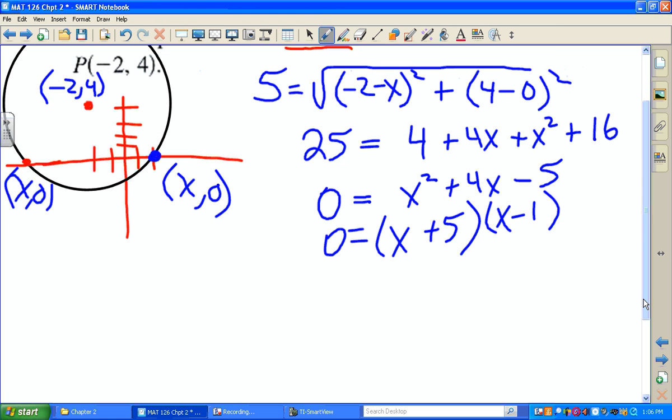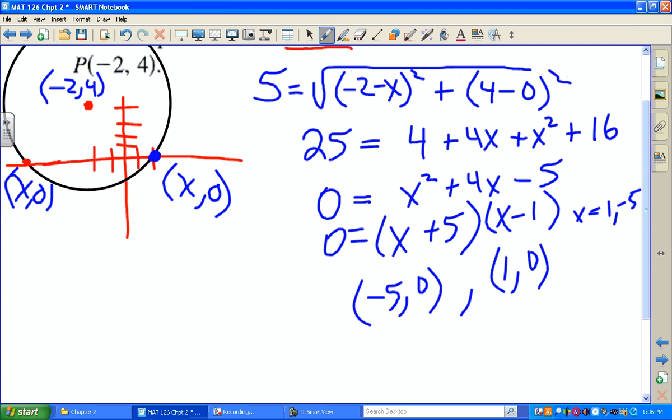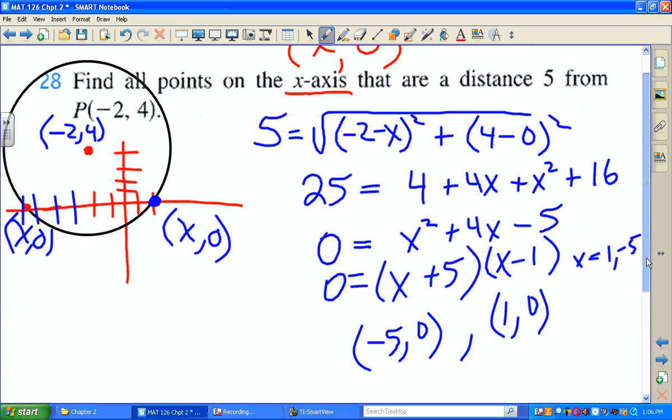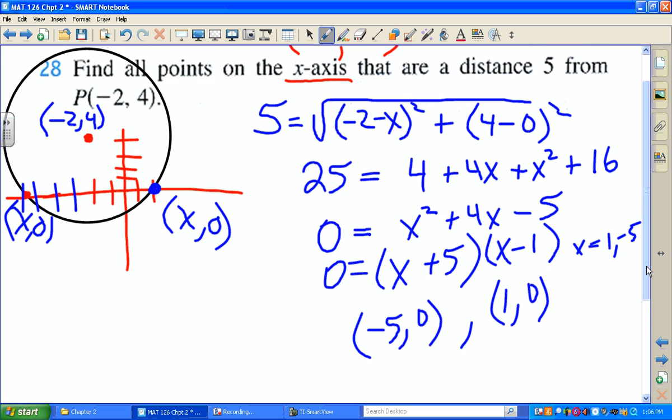So the two coordinates would be negative 5, 0, and 1, 0, because x equals 1 and negative 5. Hey, my drawing wasn't too far off. Not too bad. 1, 2, 3, 4. I was only off by a couple. Questions on that? That's a classic problem, by the way. Used in pre-calc and calc quite a bit. You'll see that question again over and over probably throughout the book.